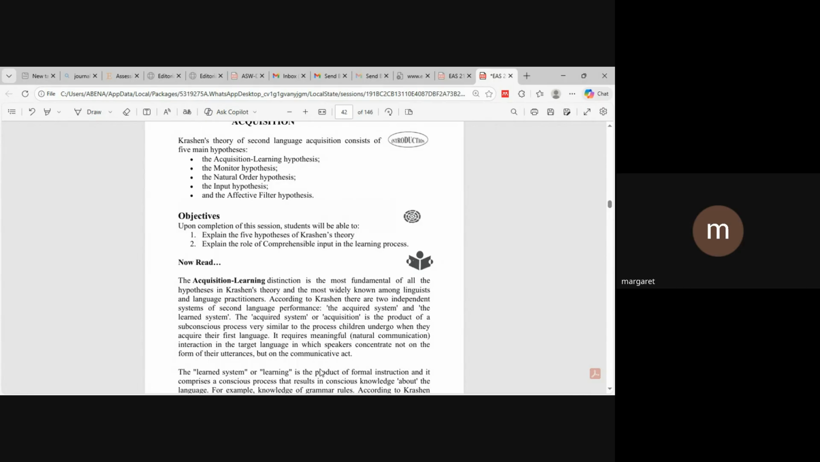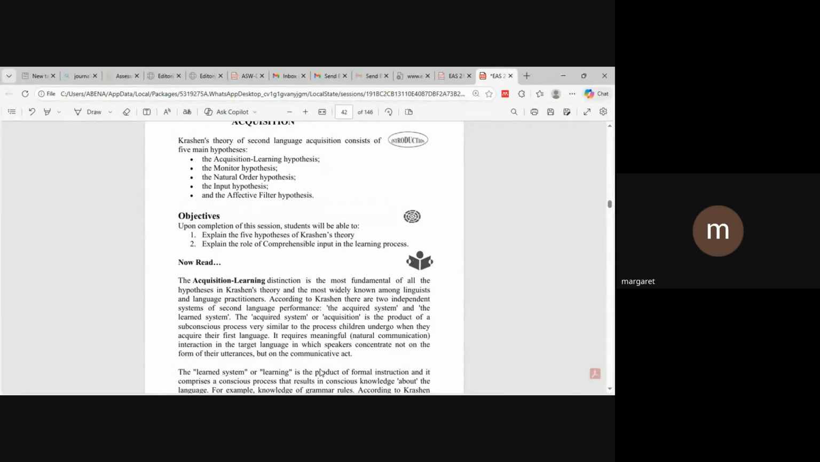So this happens in your L1. When you're learning your L1, you don't necessarily have to go to school to learn how to speak it. So it goes through a natural process. That is the meaning of language acquisition. Language acquisition occurs through a natural process, independent of a classroom structure.